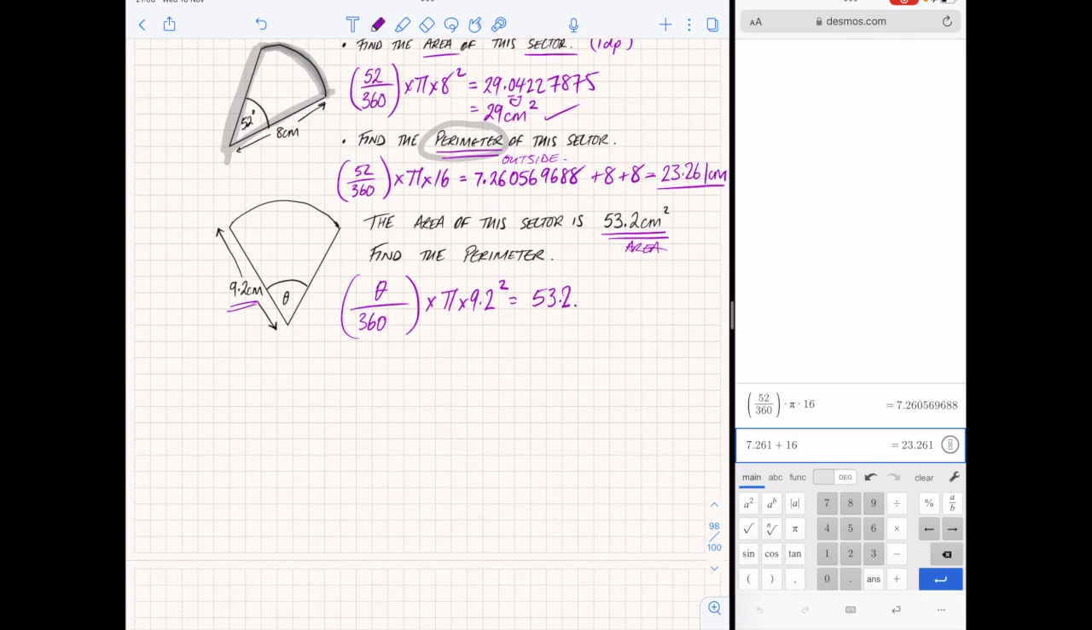I'm just working out in this what I can from the missing information. So let's work this out. Angle over 360. Now 9.2 squared, I'm just going to work out over here. So let's just clear the calculator. 9.2 squared gives me 84.64. So effectively, this here, 9.2 squared times by pi is 84.64. And then because you're saying it's that value times by pi, you can just call it 84.64 pi is equal to 53.2.